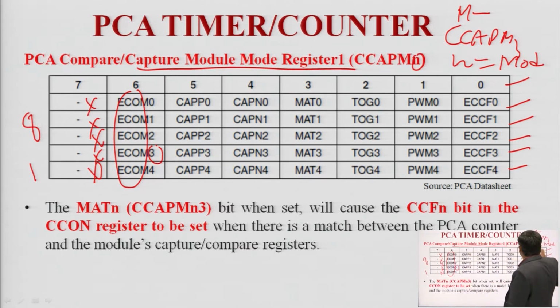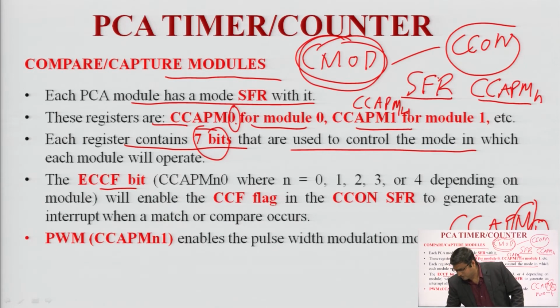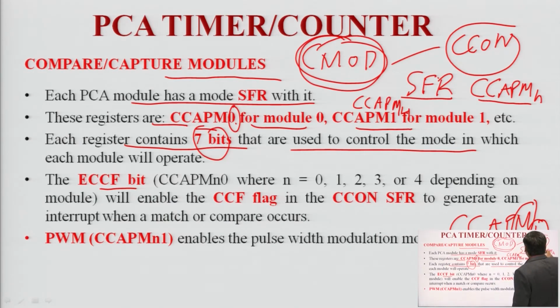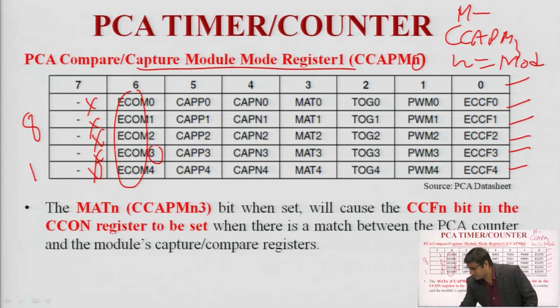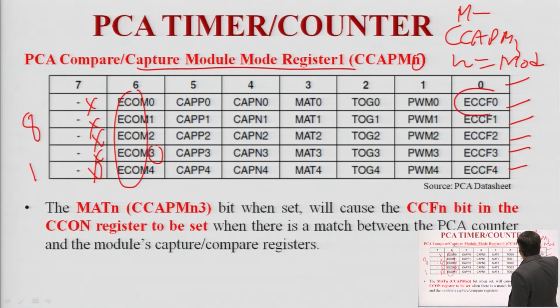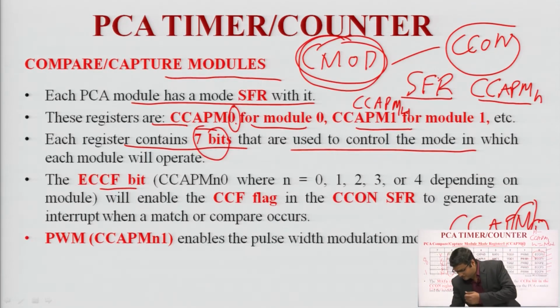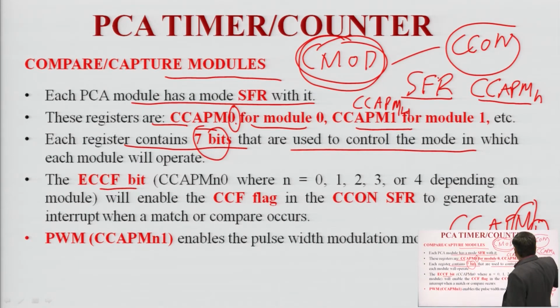So, let us take them one by one. Let us start with the first one. First one is ECCF. What is ECCF? ECCF basically means enable counter clear flag.